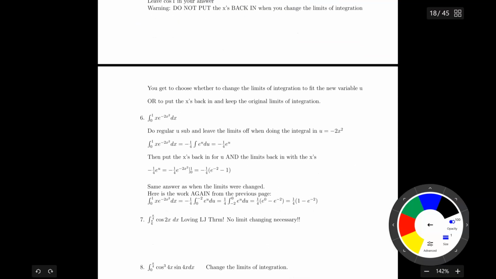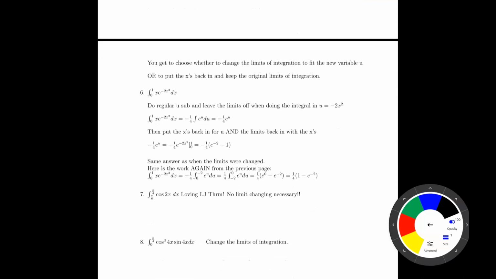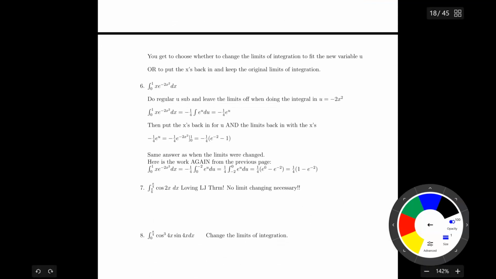All right, let's look at this next one. Just to give you an option, this is the big "or": to redo the same problem, you could do the u substitution and get to here. After the u substitution, you take the antiderivative. Then you could put the x's back in, then put the original limits of integration, which go with the x's, and then take the antiderivative. It turns out to be the same, so you get to choose one or the other.